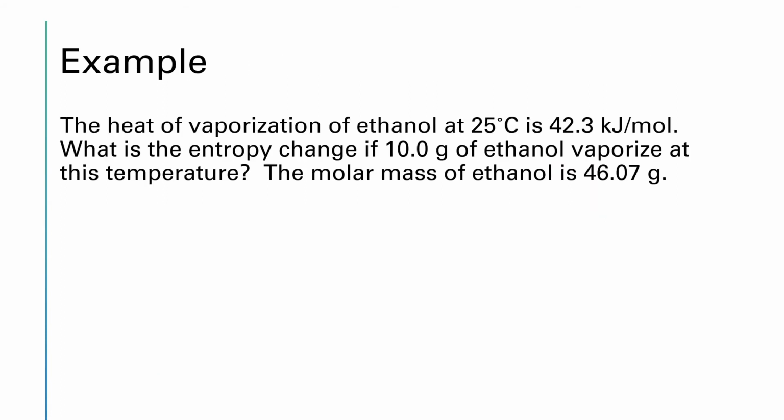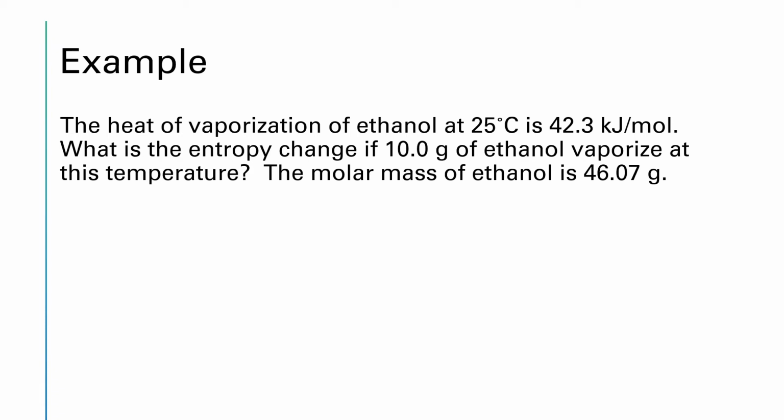In this example, we're given the heat of vaporization of ethanol, and we're asked to find the entropy change if 10 grams of ethanol evaporate at this temperature. And we're also given the molar mass of ethanol. So the trick here is that we're given the heat of vaporization per mole, but we're asked to find the entropy change not just for 1 mole of substance, but for 10 grams of that substance.